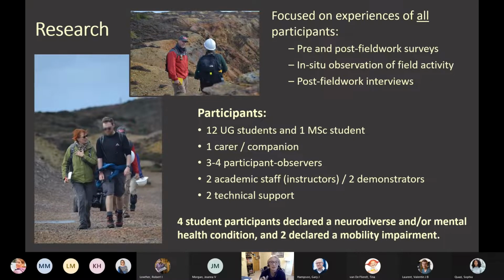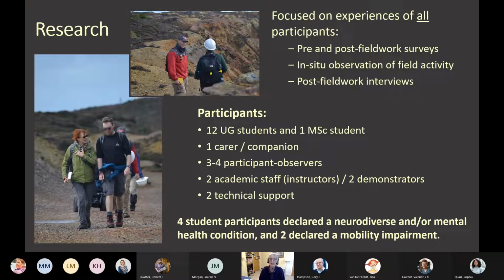Our participants, in this instance, were 12 undergrads and a master's student. About half of our students self-identified as having a neurodiverse, mental health or impaired mobility condition. So about half of our cohort had a disability and the other half didn't declare a disability. So it was very mixed, and much more representative of the kind of student cohort that we might be taking into the field.